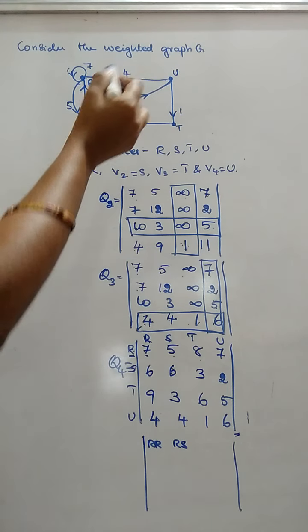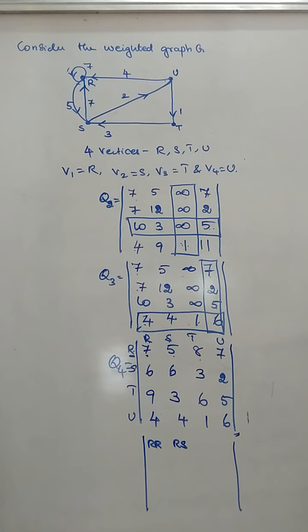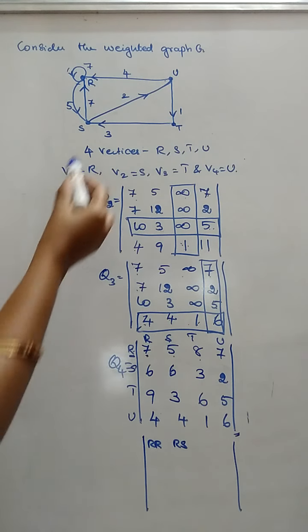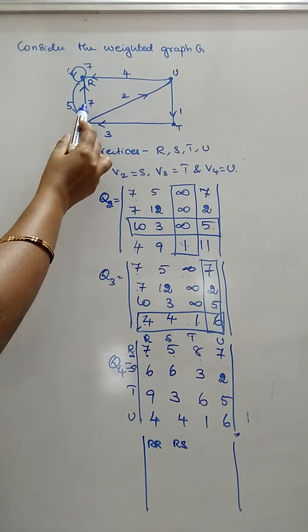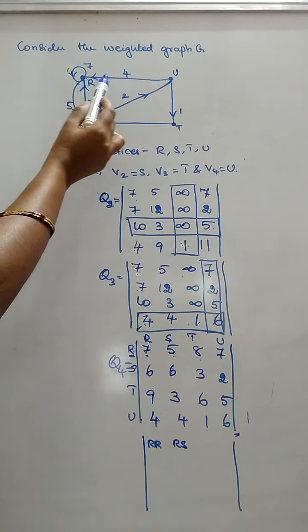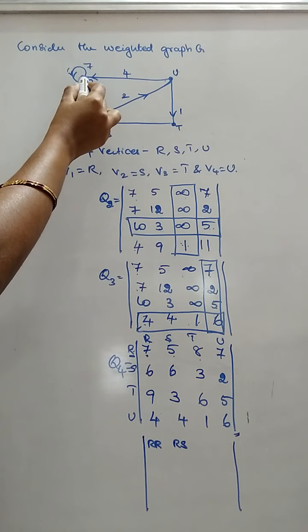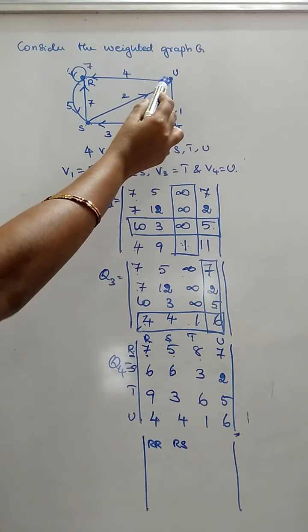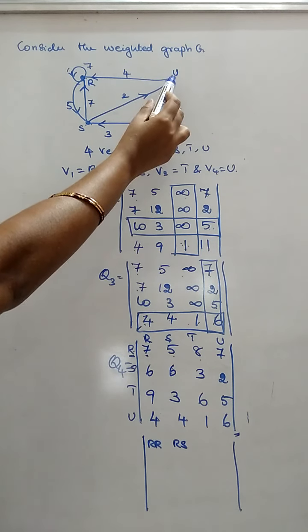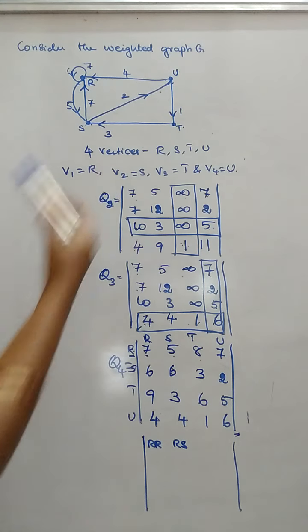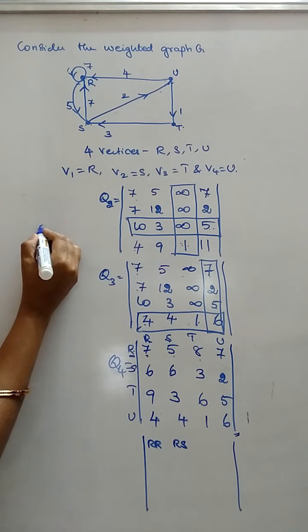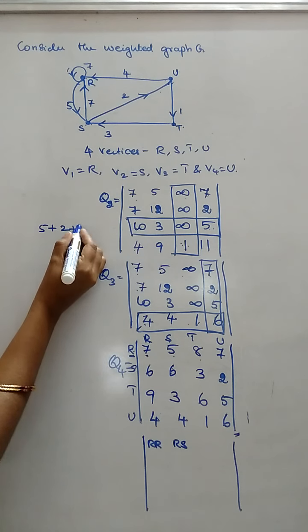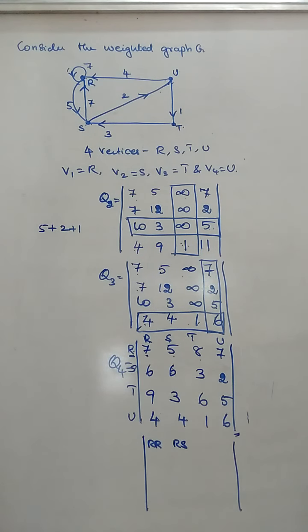So what's that one from R to T? Right? So how can you get 8 here? Means from R to T. Yes, you can take this one from R to S. From S to U, you are having 2. And from U to T, you are having 1. So 5 plus 2 plus 1, you are getting 8. Right? So you can write the path as R to S to U to T.